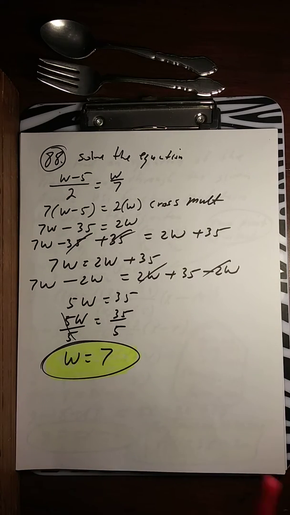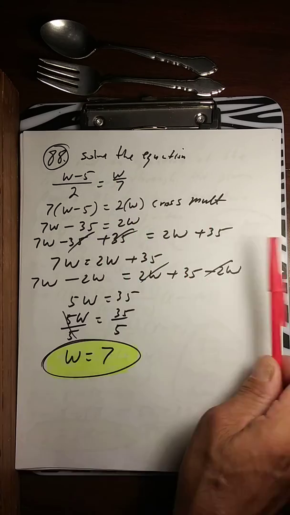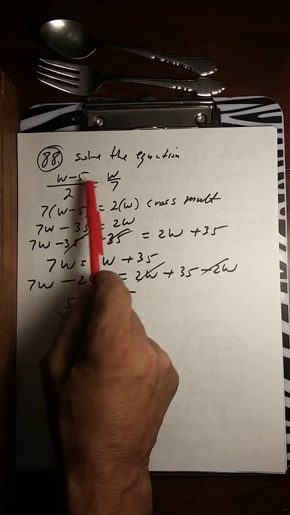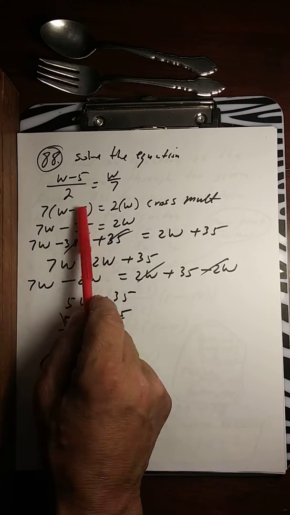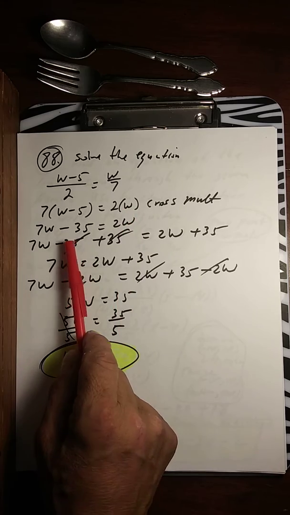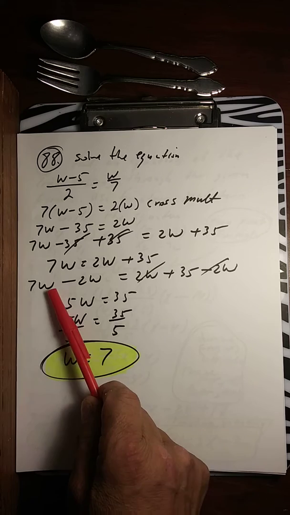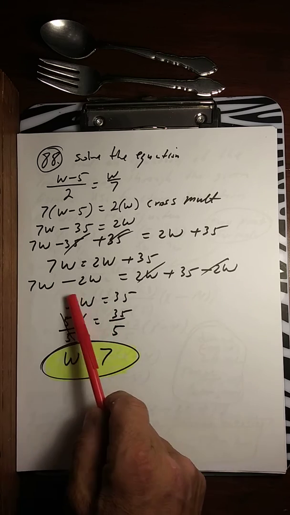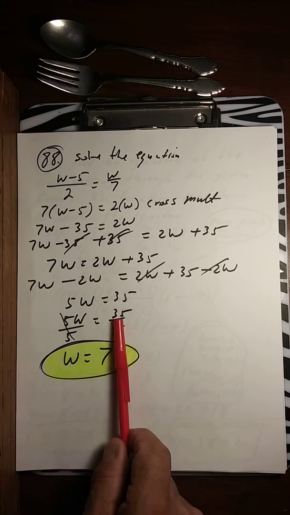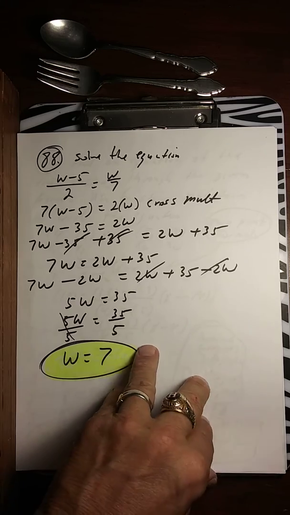Alright, this one. Cross multiply these numbers. So we're going to have 7 times that, 2 times that. So that's 7w, 35, 2w. Add 35 by 35, so the 7w equals 2w plus this, minus 2w, minus 2w. 5w is 35, divided by 5, so w will be what? 7.